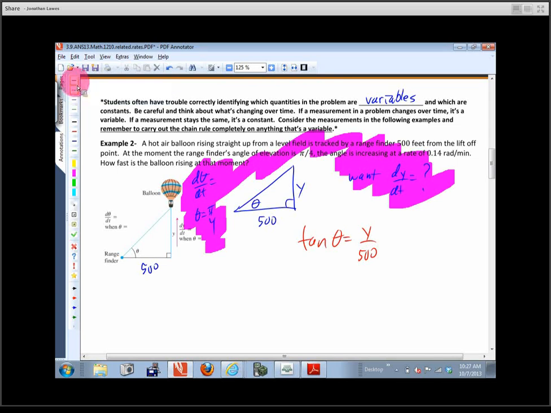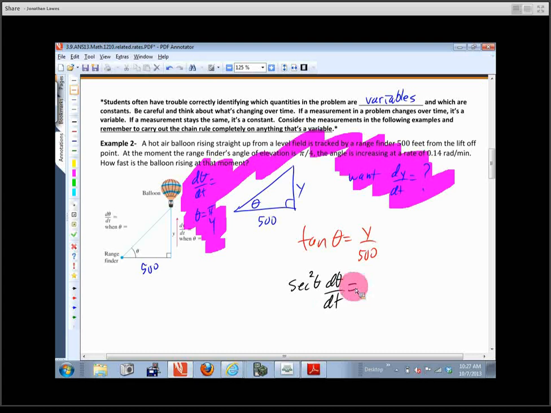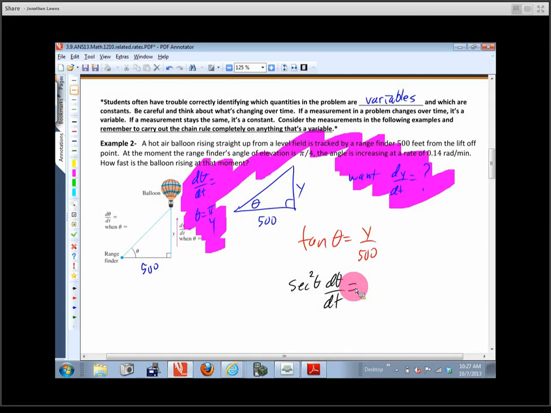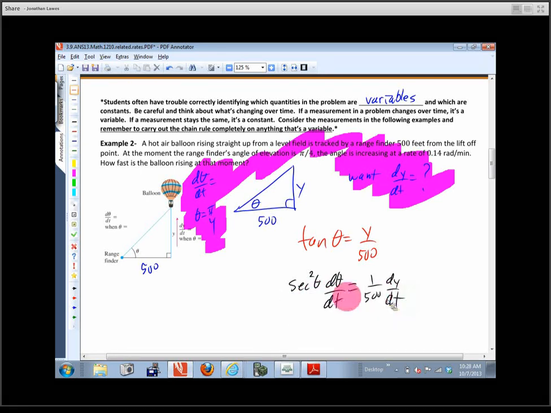We want to find the derivative here. So the derivative of tangent theta, that's going to be secant squared theta d theta dt. Remember, we're differentiating with respect to time. Then I want to find the derivative of y over 500 with respect to time. So that's going to be 1/500. And what's the derivative of y with respect to time? Dy dt. Okay. How many variables? Three. How many do they have to give us, or at least enough information that we can figure out, so we can solve an equation with three variables in it? They've got to give us at least two.